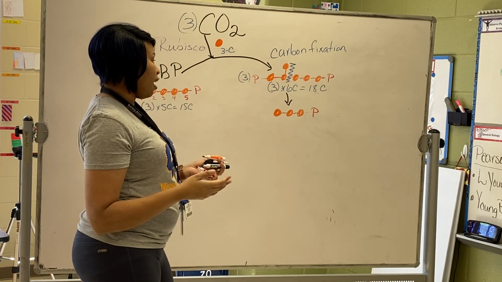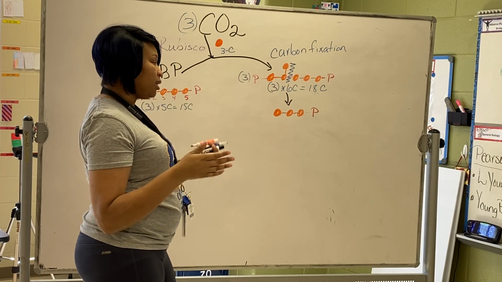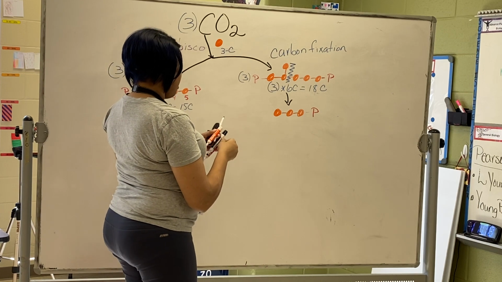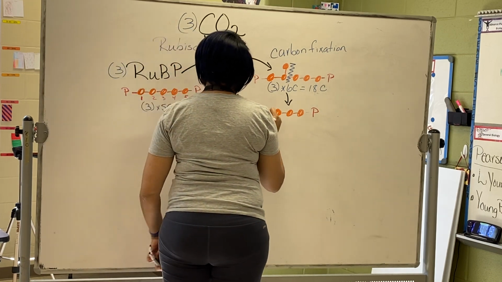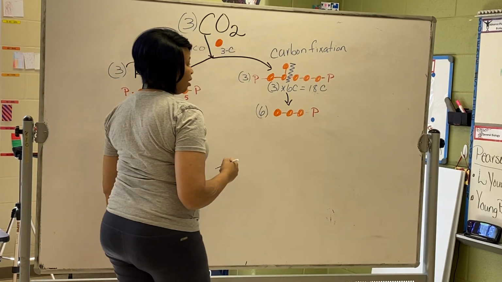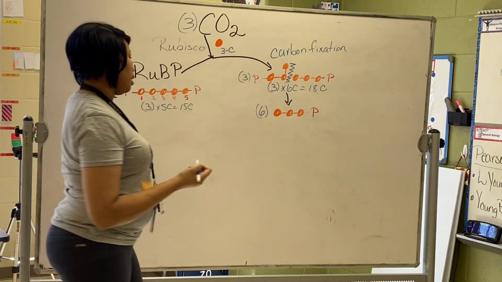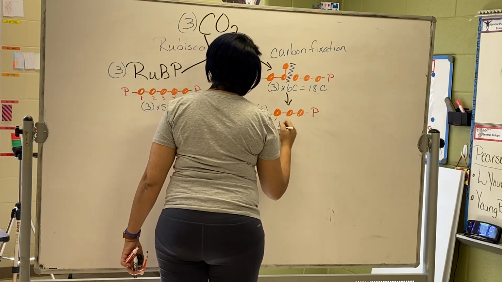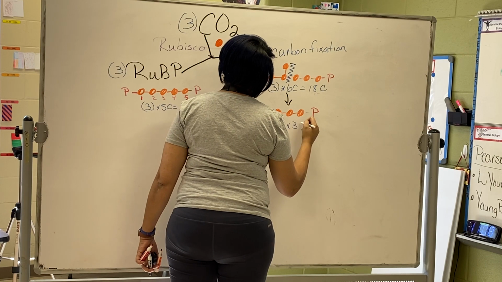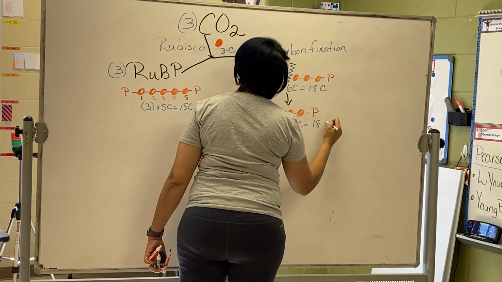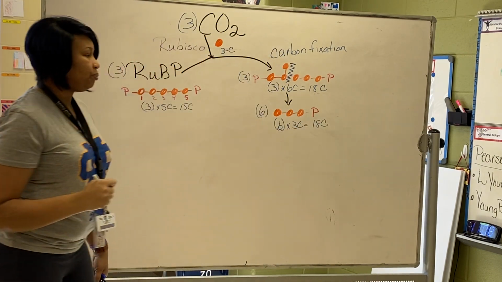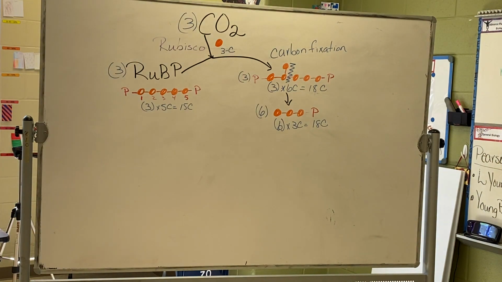I broke it in half. So now instead of having 3 6-carbon compounds, now I have 6 3-carbon compounds, okay? So I have 6 times 3 carbons. I still have 18 carbons. Now, there's a phosphate only on one end though.